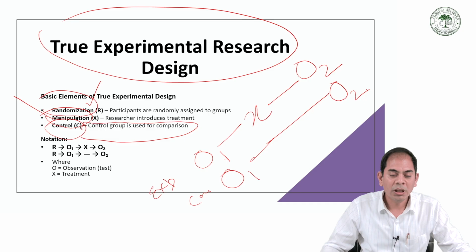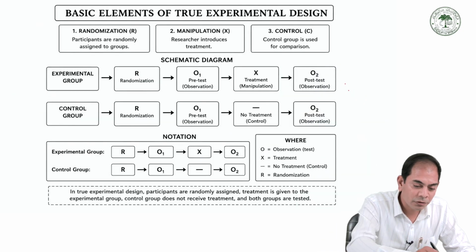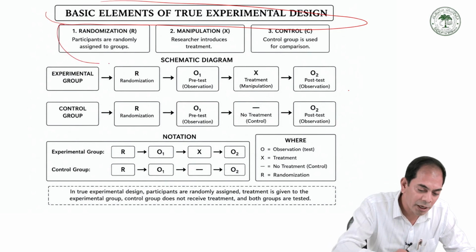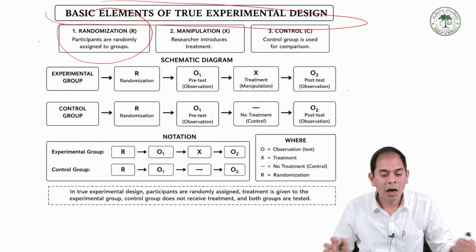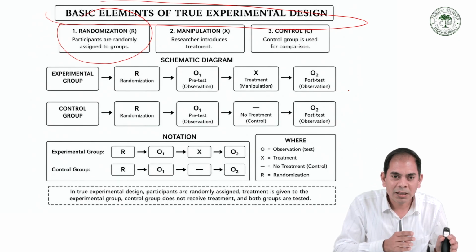So this is called the true experimental research design. This is the flow chart of the basic elements of true experimental research design. The important thing is randomization. The participants are randomly assigned to groups, and it means every participant has an equal chance to be selected in a group.